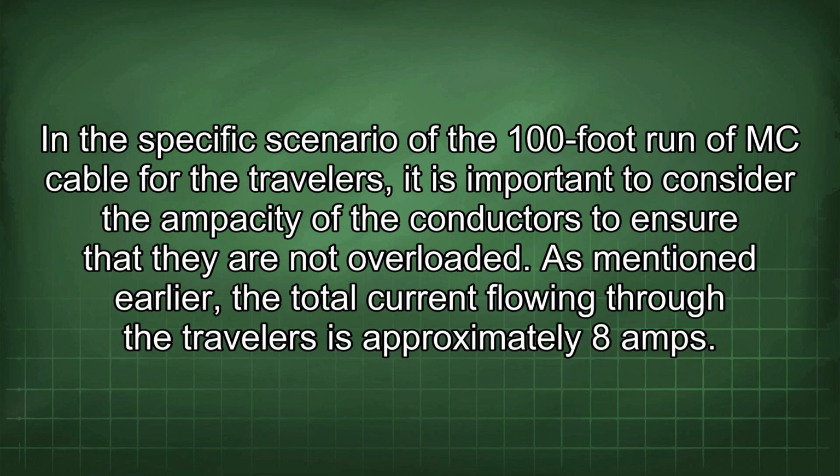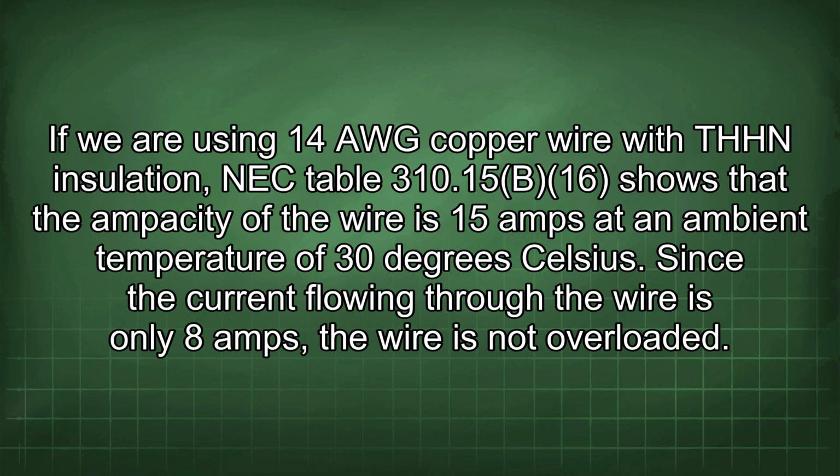In the specific scenario of the 100-foot run of NM cable for the travelers, it is important to consider the ampacity of the conductors to ensure that they are not overloaded. As mentioned earlier, the total current flowing through the travelers is approximately 8 amps. If we are using 14 AWG copper wire with THHN insulation, NEC Table 310.15(B)(16) shows that the ampacity of the wire is 15 amps at an ambient temperature of 30 degrees Celsius. Since the current flowing through the wire is only 8 amps, the wire is not overloaded.